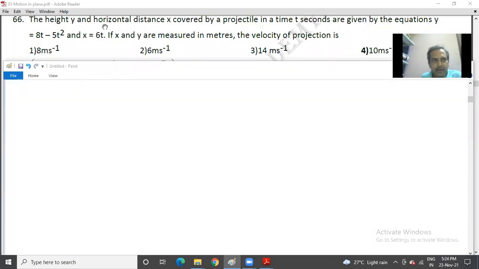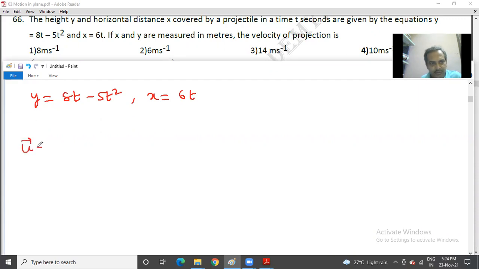The height y and horizontal distance x covered by a projectile in a time t seconds are given by the equations y is equal to 8t minus 5t square, x is equal to 6t. If x and y are measured in meters, so the velocity of projection we need to find out.